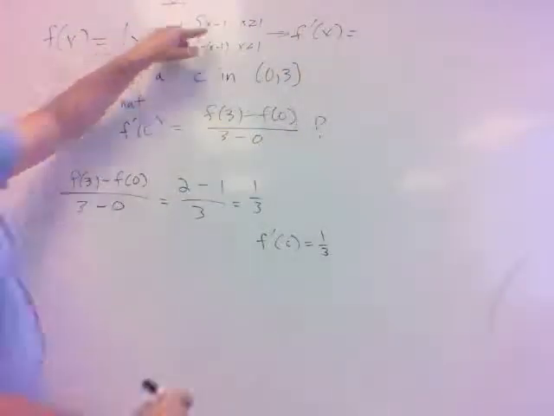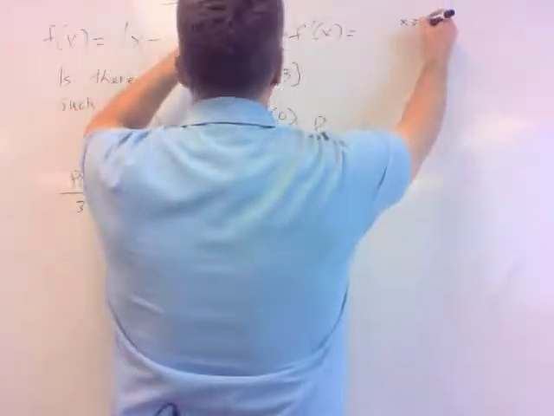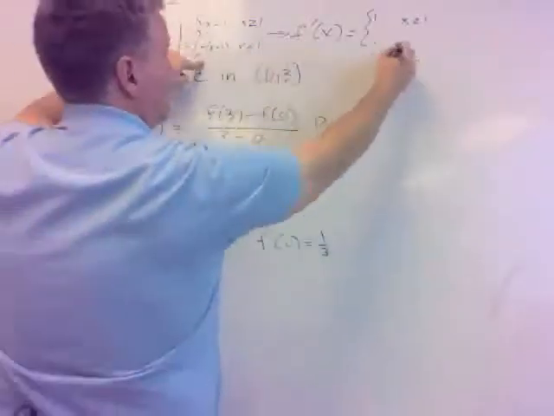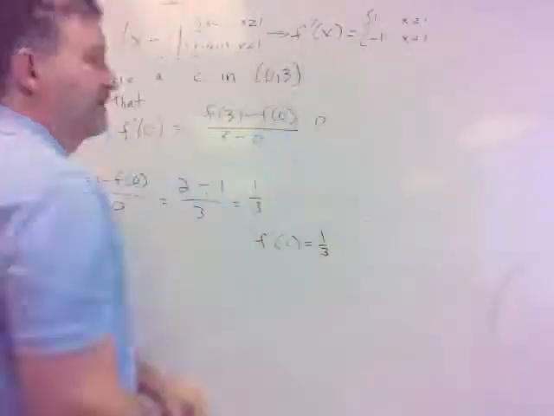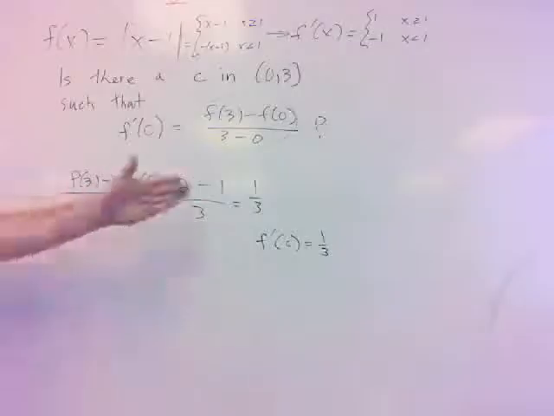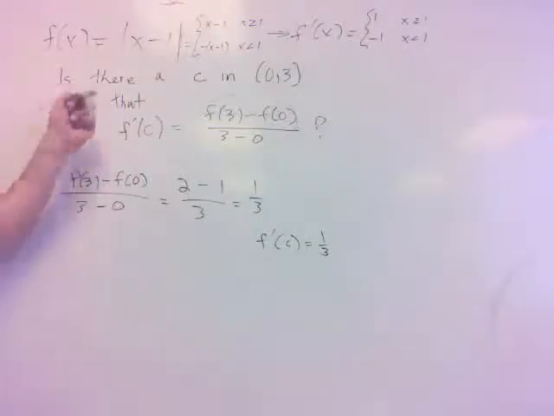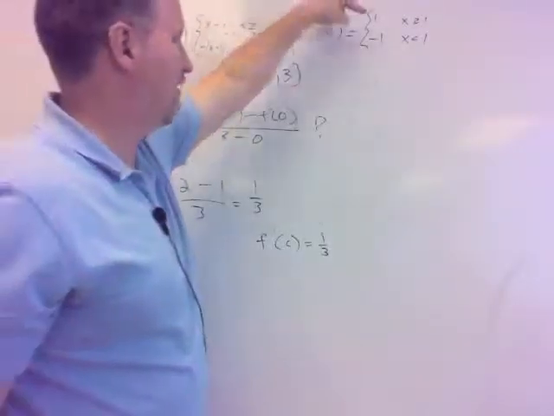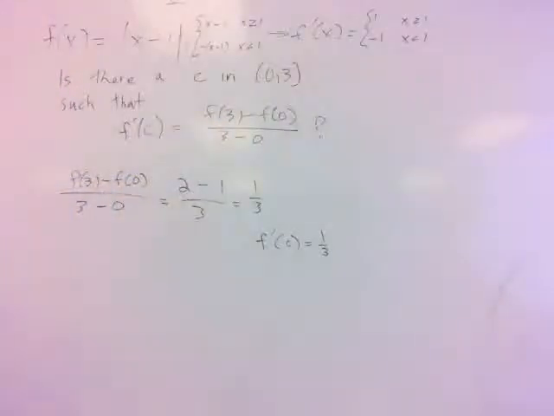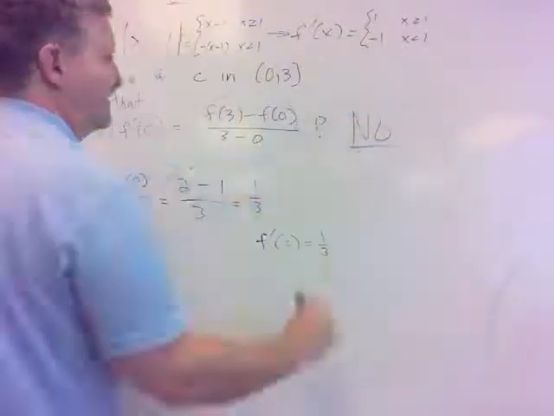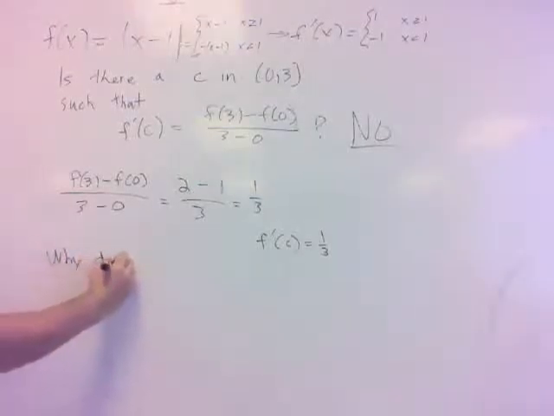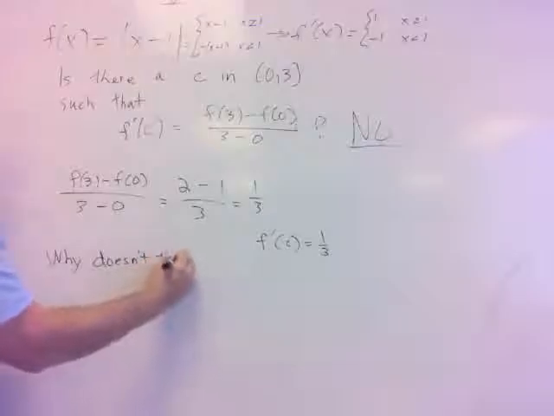So what's the derivative? Well, if x is greater than 1, what's the derivative? 1. If x is less than 1, what's the derivative? Negative 1. So back to the question. Is there a c in 0, 3 where the derivative is 1/3? No, because the derivative is only ever 1 or negative 1. That's the only value. So that's a big fat no. Okay, why then doesn't this violate the conclusion of the mean value theorem?